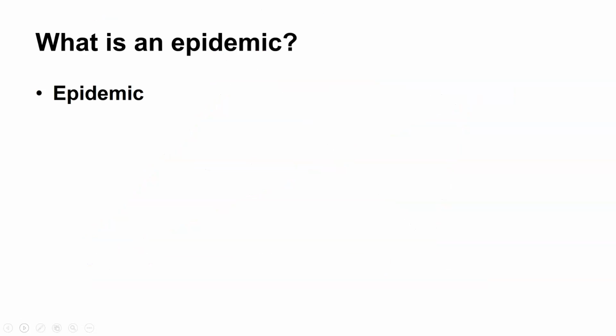What is an epidemic? An epidemic is an increase in disease above the normal that you would expect. There's always a background level of disease. We call that background level endemic. With an epidemic, you have an increase above that which you would normally expect. Epidemiology is the study of this. We study epidemics, we study how things change over time.